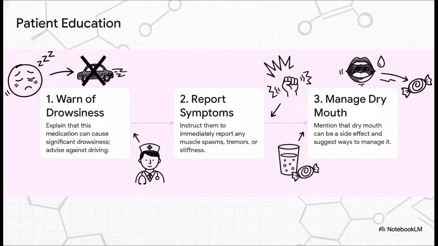A sudden spiking temperature could be the very first sign of NMS. Next, what do you tell the patient? These are your key teach-back points. Number 1, this medication can make you very sleepy, so please, no driving. Number 2, and this is the most important one, if you feel any muscle stiffness or have any spasms or twitching that you can't control, you need to tell me or a nurse right away. And number 3, a little comfort measure. You might get a dry mouth, but we can get you some water or hard candy to help with that.